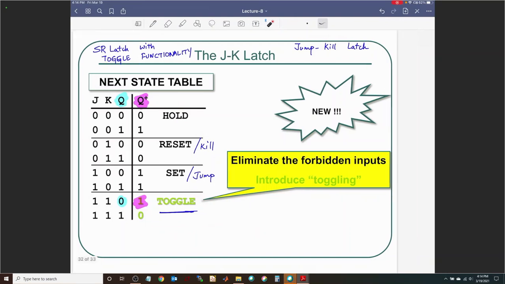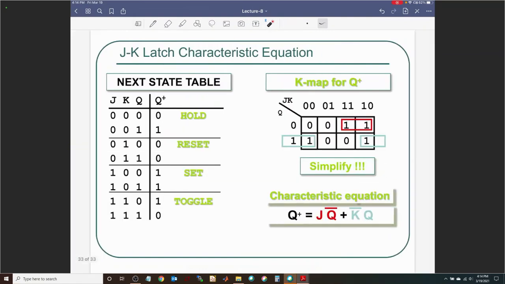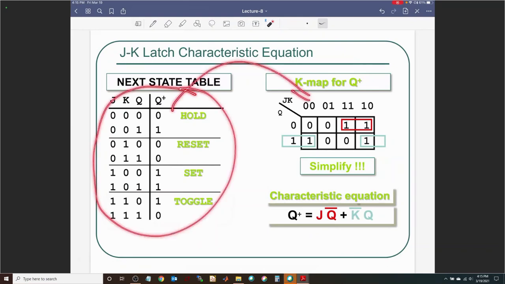Toggling. Now, exactly the same way as we did for the SR latch, next state table, K-map, characteristic equation. We can do the same thing with this. The only difference, the toggle state is new. So, a state, next state table, put the entries into a K-map, inputs are J, K, and the previous output Q.